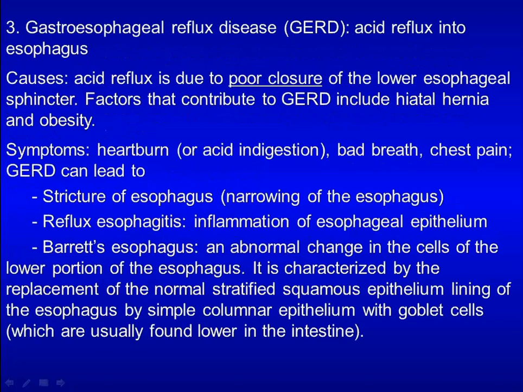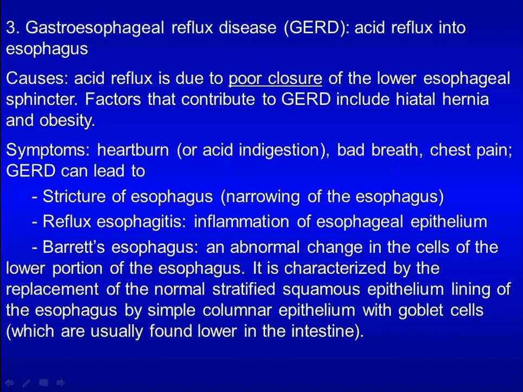The third condition is gastroesophageal reflux disease, or GERD. It is characterized by acid reflux into esophagus. This condition arises due to poor closure of lower esophageal sphincter. Factors that contribute to GERD include hiatal hernia and obesity. Typical symptoms of GERD also include heartburn, bad breath, chest pain.